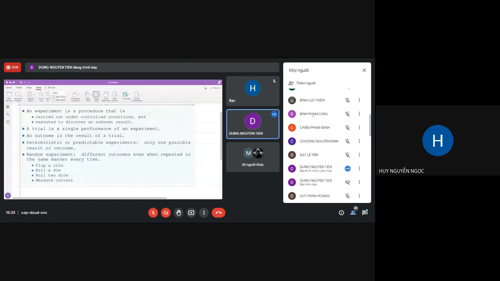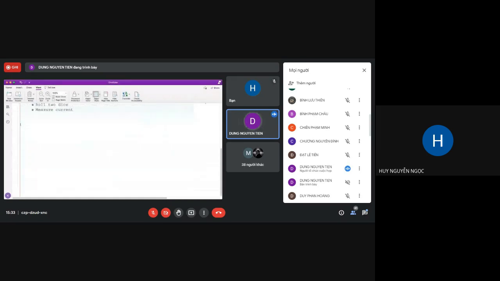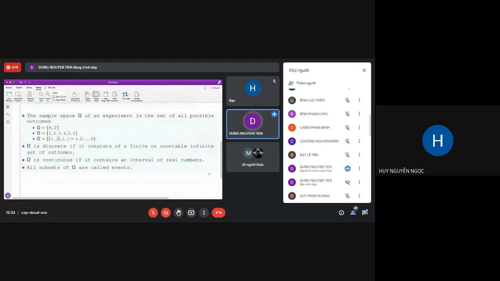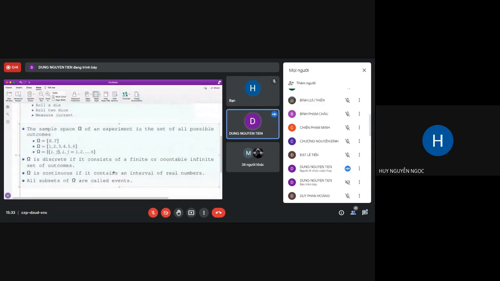Now, we knew that we have the concept of experiment. Now we are ready to talk about the sample space. The sample space of an experiment is the set of all possible outcomes, and basically there are a lot of outcomes of an experiment, and then the set of all the possible outcomes is called the sample space of that experiment. For example, when you flip a coin, you can get a head or a tail. Then the set of head, tail is called the sample space of that experiment.